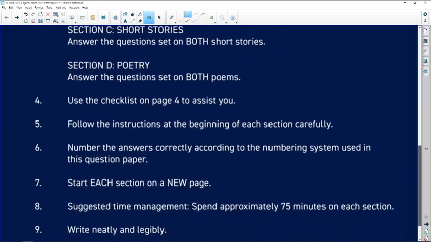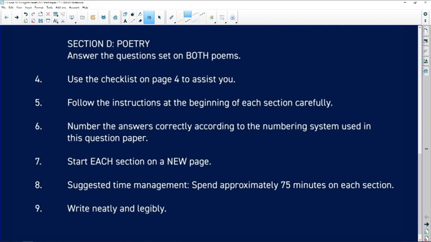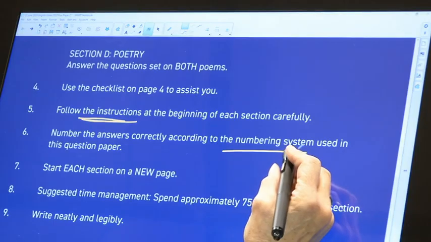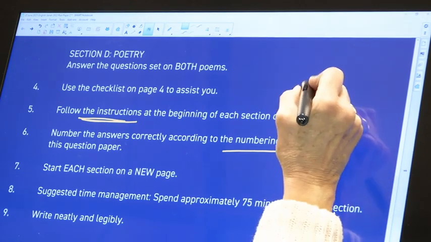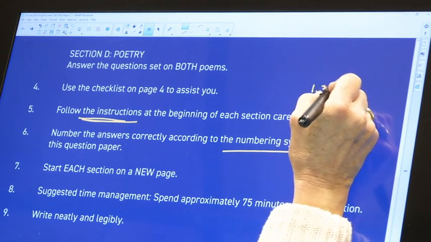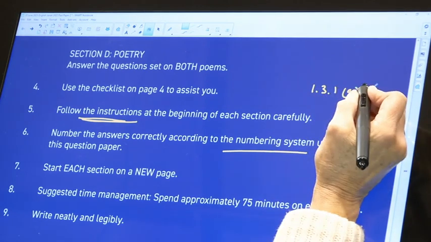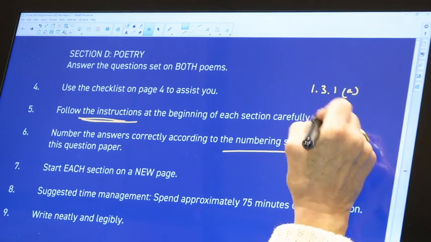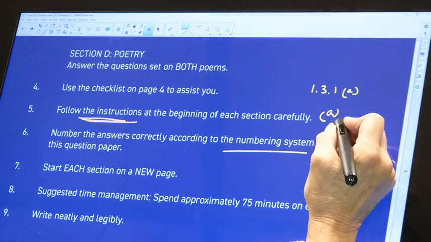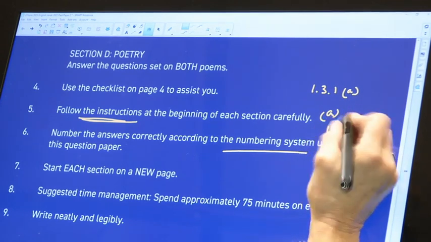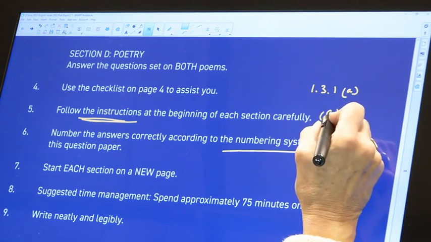Please read the instructions at the beginning of each section. Don't say to yourself, I know what they're going to say. Read it again. And then the numbering system. I see that the Western Cape's website says that students have a habit, if you're answering 1.3.1a, of just writing A, or writing 1A, and the markers simply don't know where they're at. You must put it all down.